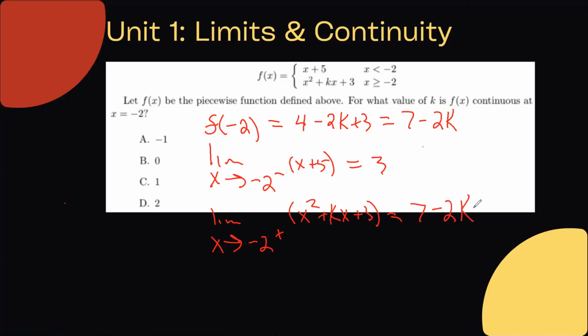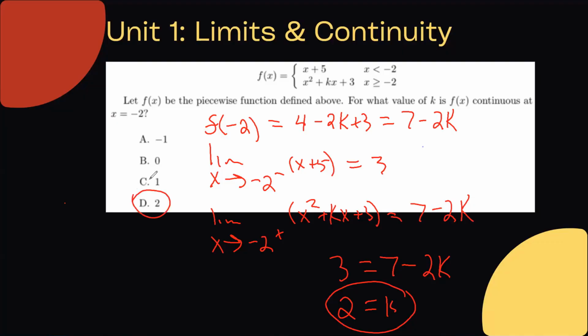For the limit to exist, the left and right limits must be equal. So 3 has to equal 7 minus 2k. And then we solve for k: subtract 7, divide by -2, and you would get k equals 2, which is choice D there.